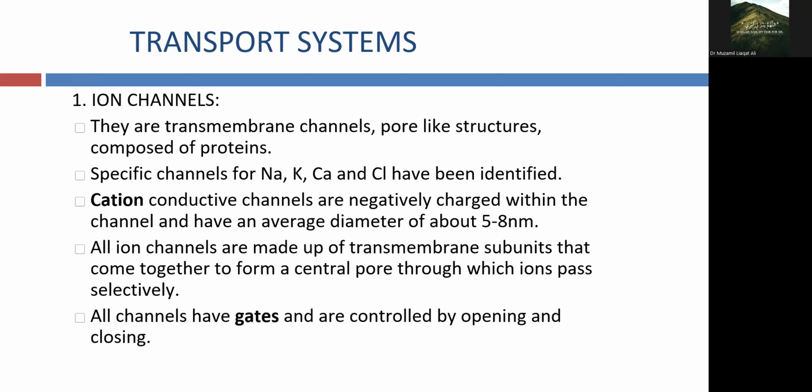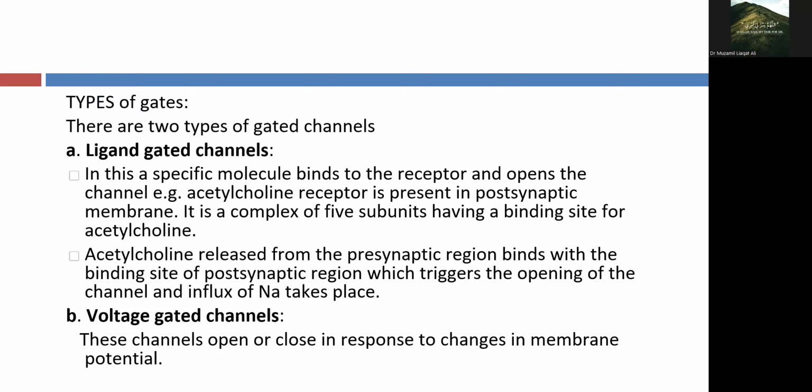They are transmembrane proteins that form pore-like structures, and they are highly specific, with distinct channels identified for sodium, potassium, calcium, and chloride ions. These channels are not just open holes; they are tightly controlled and have gates that open and close in response to specific signals. So, there are two main types of gated channels we need to know. The very first one is ligand-gated channels.